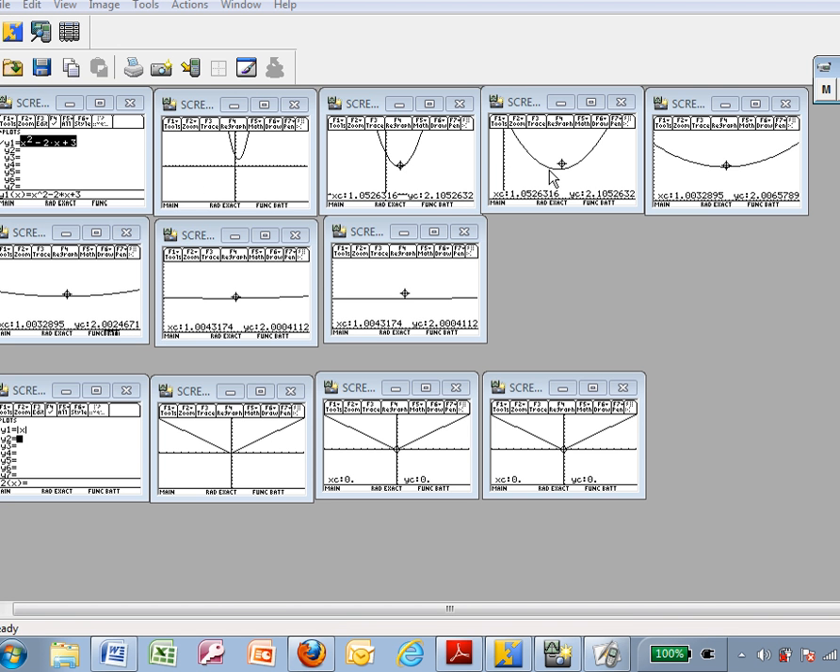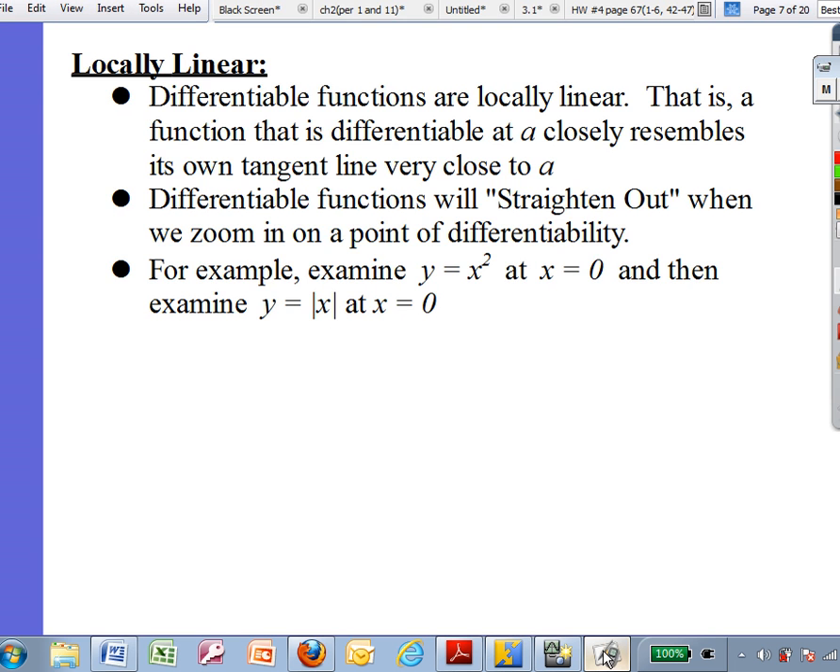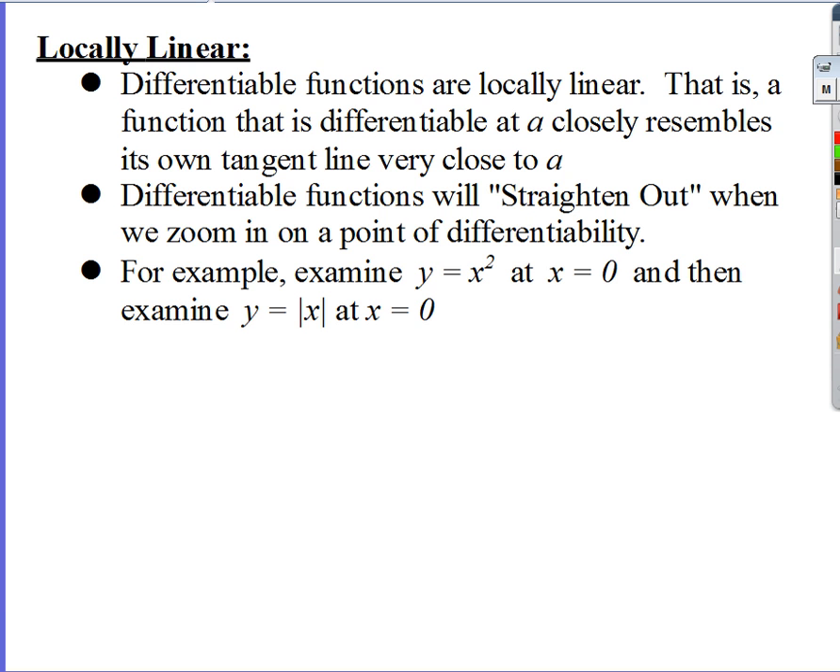On the other hand, when I take the absolute value of x, here's negative 10 to 10, but as I zoom in, and I know it doesn't look like I am, but I really am zooming in, nothing is changing. This is not locally linear, which is why it's not differentiable at 0. That's what they mean by locally linear. If we zoom in on a point, the further we zoom in, the more it resembles a line, and eventually it straightens out completely.